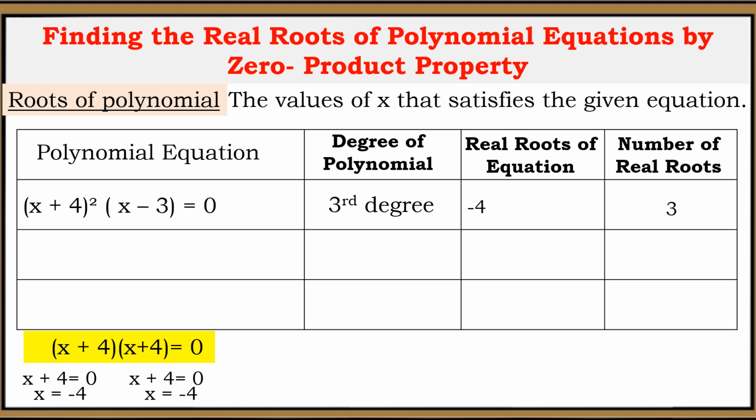But notice that the root occurs twice, such as negative 4 in the given example. Ilang beses yung negative 4? Dalawa. So, therefore, ang tawag doon, negative 4 has a multiplicity of 2 kasi dalawang beses daw yung negative 4. So, 2 times or double. So, real root of the equation is negative 4. So, dalawang beses. Another, meron pa tayong x minus 3 is equal to 0. So, x minus 3 equals 0 or x is equal to 3. So, the real roots of the equation are negative 4, 2 times or double, and 3.